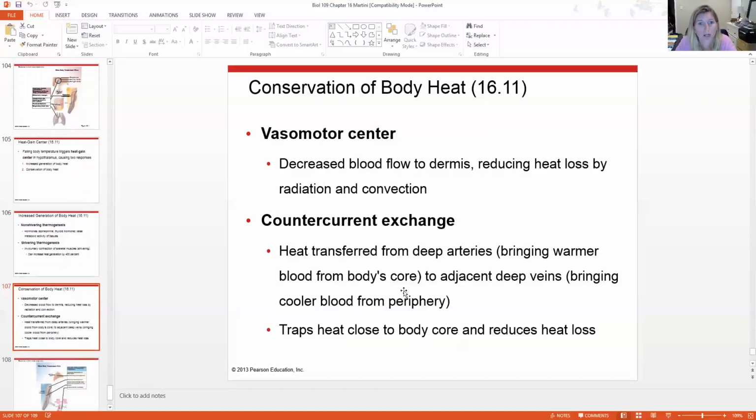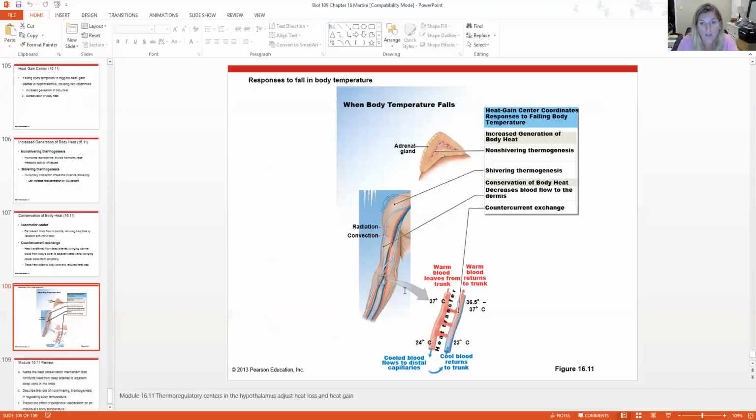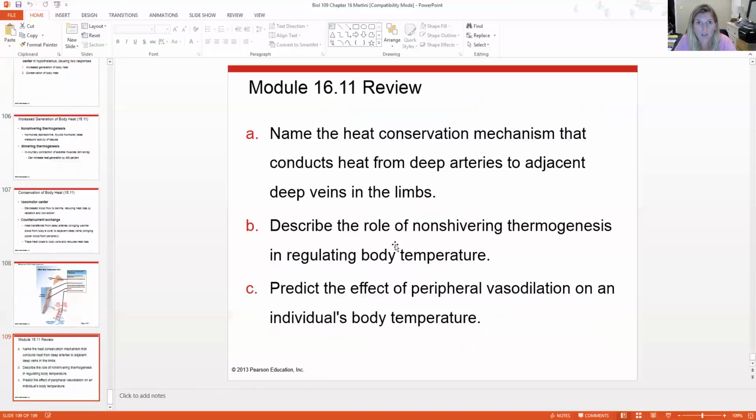Overall conservation of body heat is done through the vasomotor center, decreasing blood flow to the dermis, reducing heat loss through radiation and convection. And then there's countercurrent exchange, which is where the heat is transferred from deep arteries to adjacent deep veins, and it traps heat close to the body core and reduces heat loss. So this is why you have those superficial veins and deep veins in your arm, again, just to help with that regulatory process. Last slide here, you can stop the video and answer these 3 review questions.